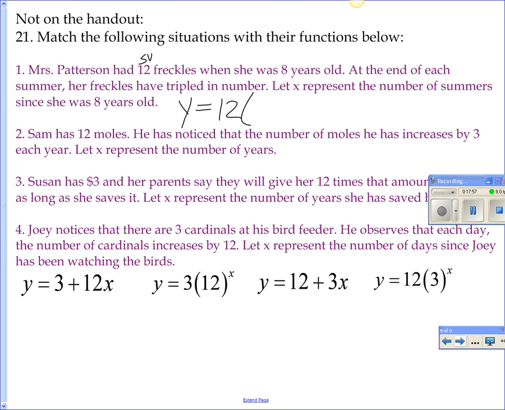What's happening to her freckles? What are they doing? Do you remember what that means I do? I put a what? Very good. So triples means I put a 3. So that's your answer to that one.